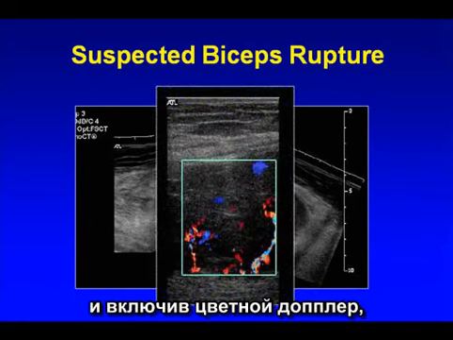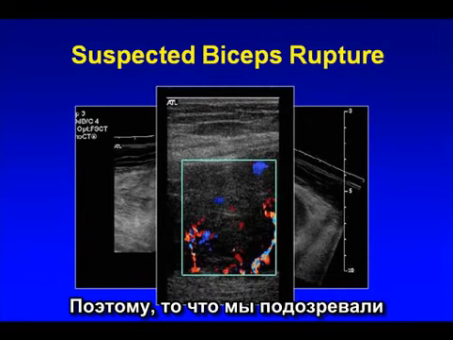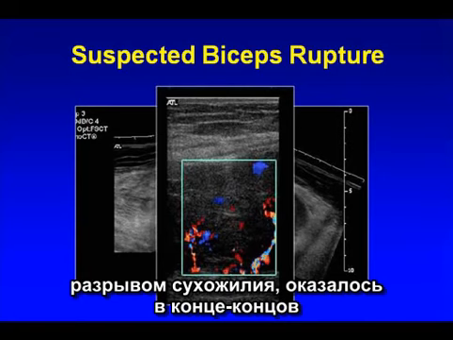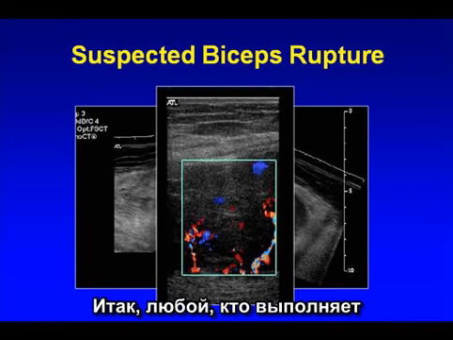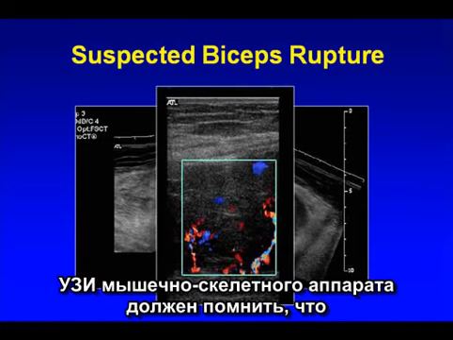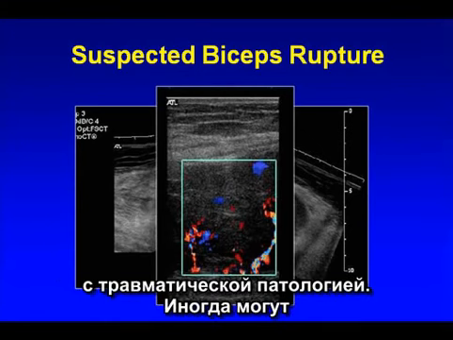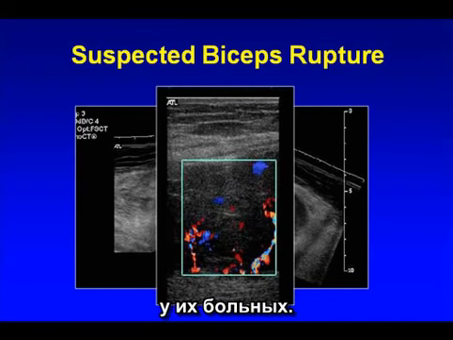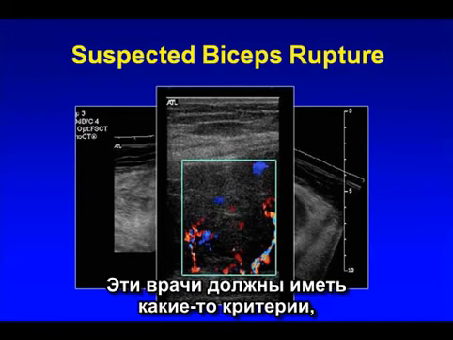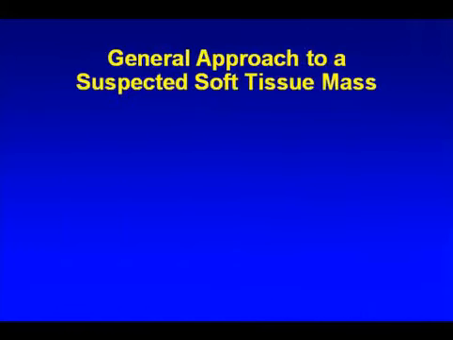And we realize that when we put the color Doppler imaging on this mass, it has neovascularity within it. Therefore, what was suspected to be a biceps tendon rupture really ended up being a sarcoma involving the biceps muscle. So anybody who is performing musculoskeletal ultrasound needs to be aware that not just traumatic pathologies, but sometimes tumors may occur in their patient, and that they need to have a framework by which to evaluate palpable soft tissue masses.